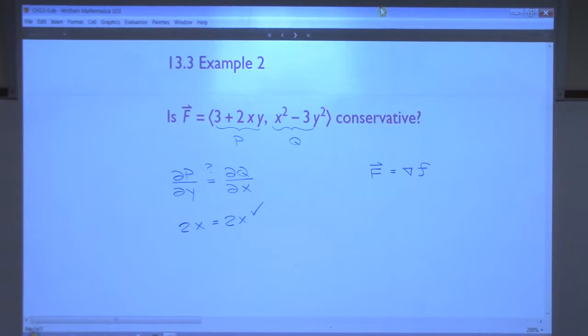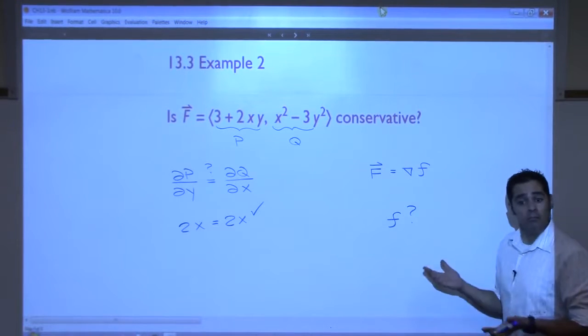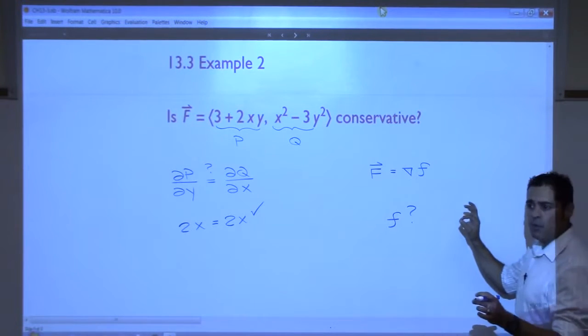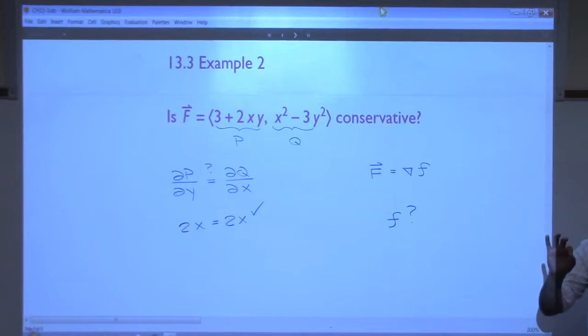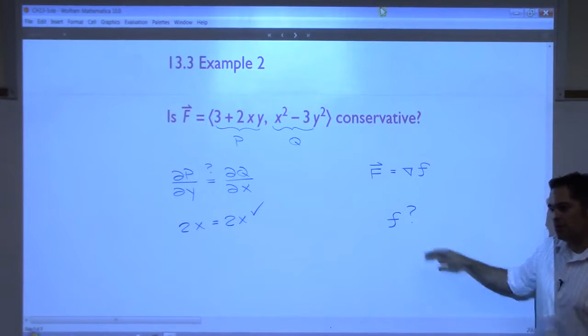What don't we know, though? What is that scalar function? Do you think it's useful to have what the scalar function is? Do we even need it? On a closed curve, you wouldn't. But on just a regular curve, if you wanted to do the line integral, you would need to know the value of little f at the two endpoints. So I actually need to know what little f is, don't I, in order for me to do this?